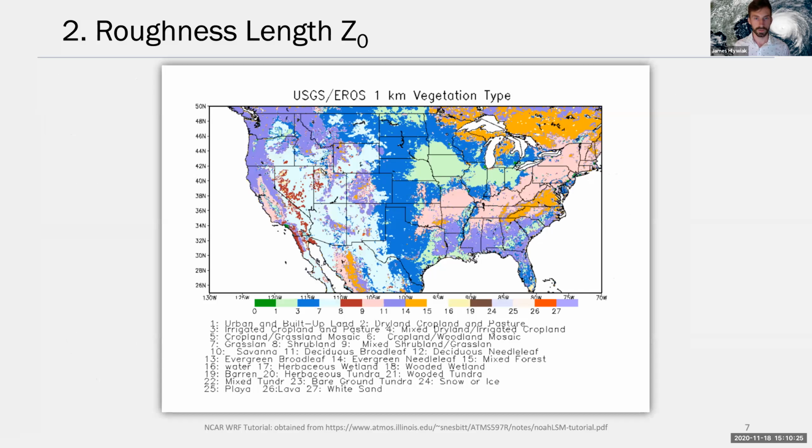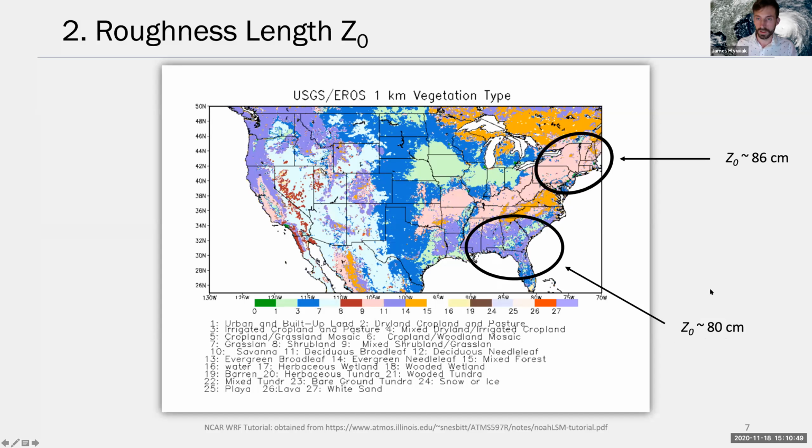Here's an example of some vegetation types across the continental US, compiled by the USGS. I'm going to highlight some regions around the Gulf Coast and the eastern coast where hurricane landfalls are common. So along the southeast United States is a pretty heavily forested region with a few exceptions here and there. It has a relatively high z_0 of about 80 centimeters. The New England region is pretty similar, at about 86 centimeters.